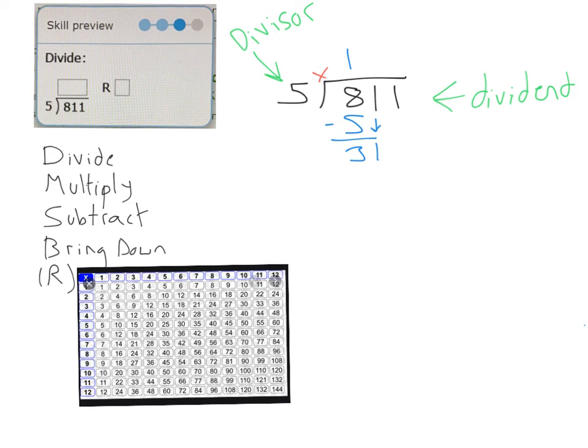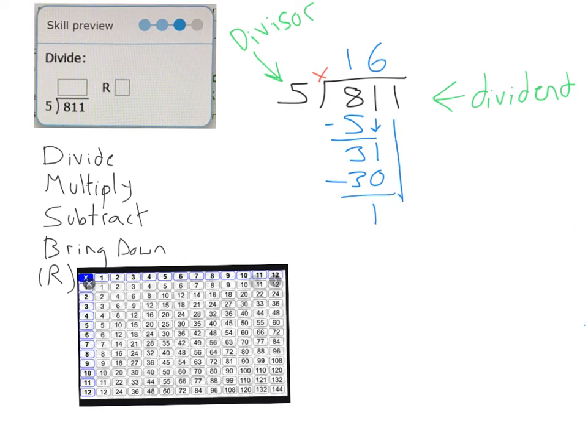Back to divide. How many 5s can I take out of 31? I know that 5 times 6 is 30. Check that down here. 35 would be too big. So our answer is 6. I can take 6 5s out of 30. 1. Multiply. 6 times 5 is 30. Subtract. 31 minus 30 is 1.